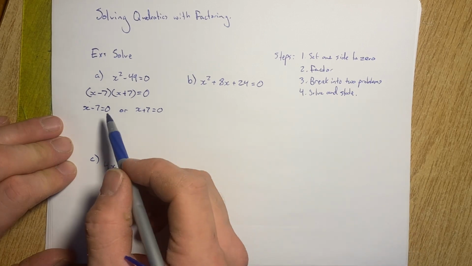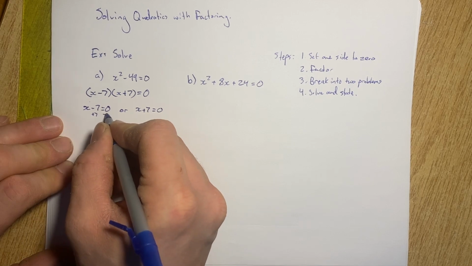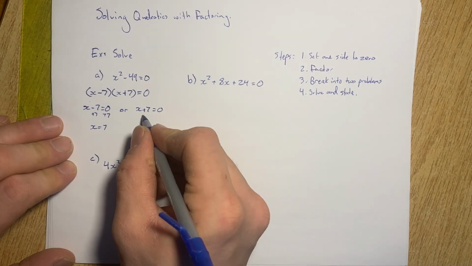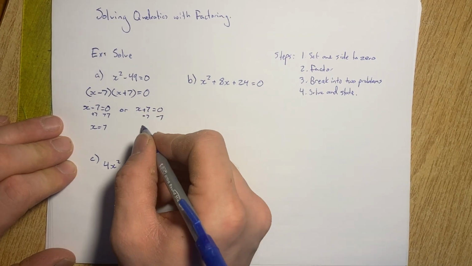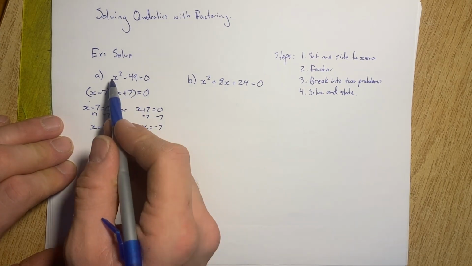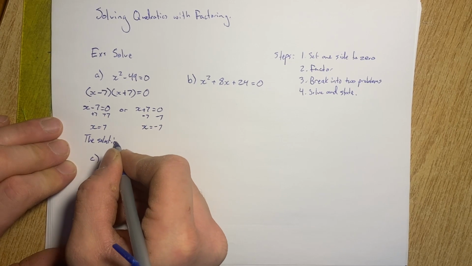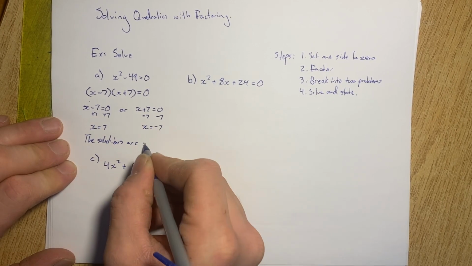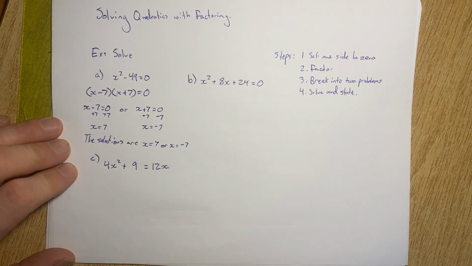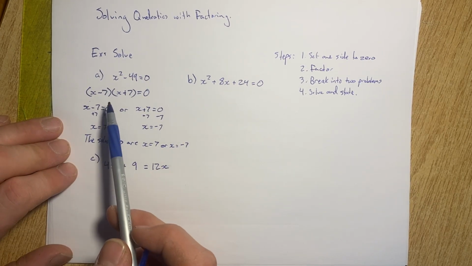Lastly, I just have to solve and state. These are pretty easy linear problems to solve. I'm just going to add 7 to both sides for the first one to get that x equals 7 is one of my solutions. And I'm just going to subtract 7 from both sides of the other to get that x equals negative 7 is the other solution. So I have 2 possible solutions to this quadratic. The solutions are x equals 7 or x equals negative 7. And that's the whole process from a fairly simple type of factoring problem, the difference of squares.